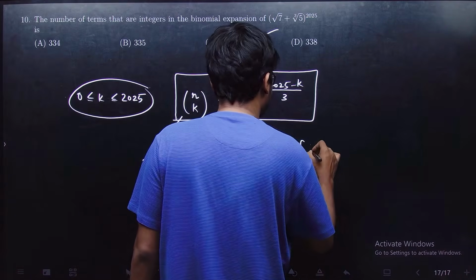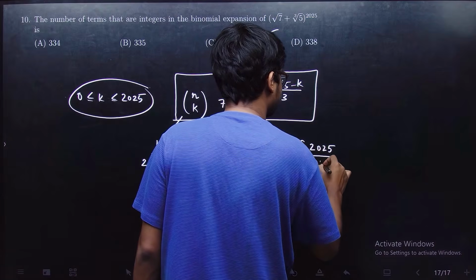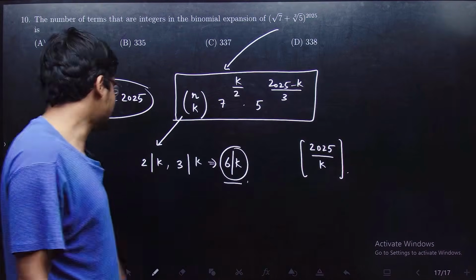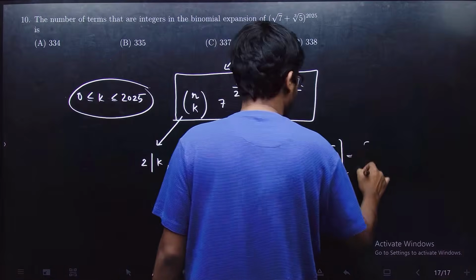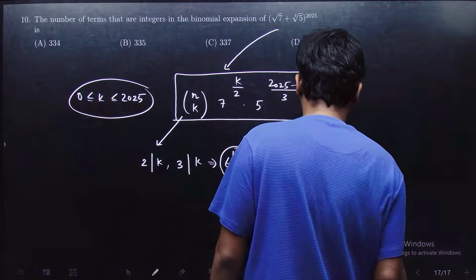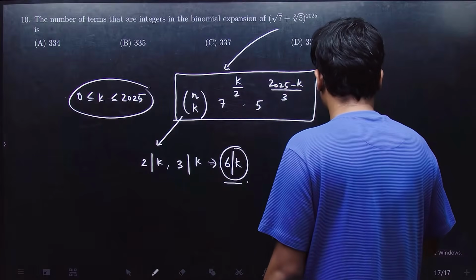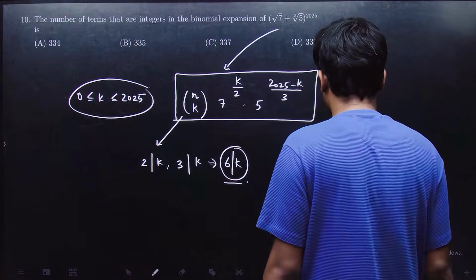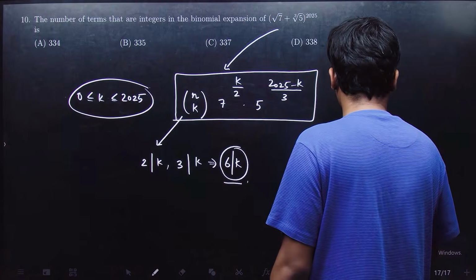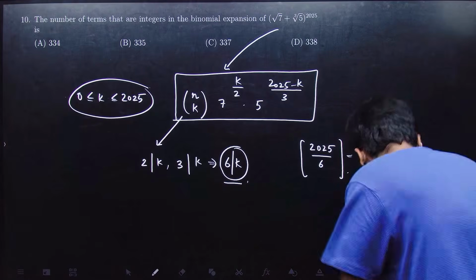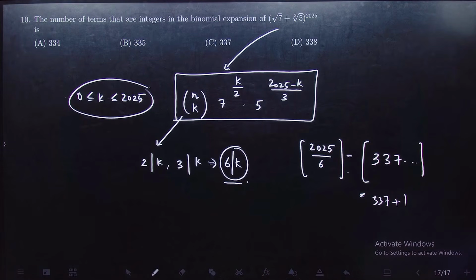It's going to be floor of 2025 by 6, plus 1, because 0 is also included. So 6 times 3 is 18, 6 times 337 is 2022, so 2025 by 6 is 337 point something. So that's going to be 337 plus 1, and this extra 1 is because of 0. In this multiples count, we don't really count 0, so you have to add 1 to it. Overall you get 338, so that is option D.